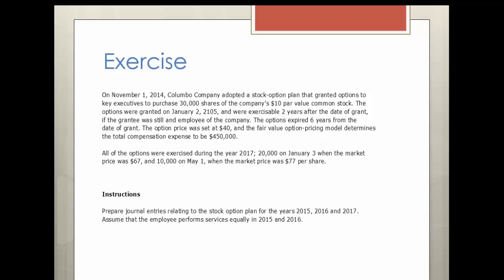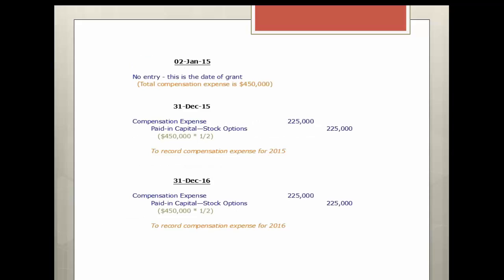$450,000. All the options were exercised during 2017, 20,000 on January 3rd when the market price was 67, and 10,000 when the market price was 77. Prepare the journal entries for 2015, 16, and 17. Assume that employees performed services equally in 2015 and 16. So what we're saying is that this is a compensation expense that is equal in the 2-year period.